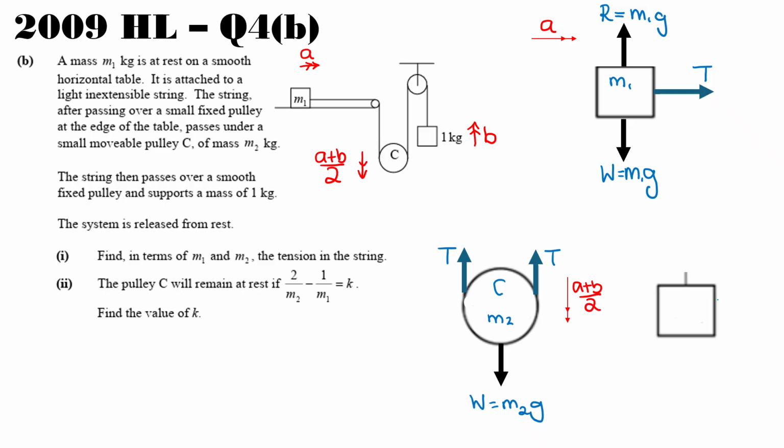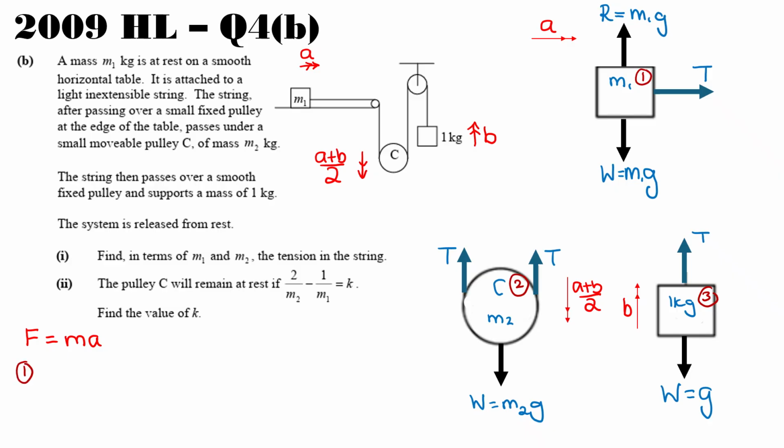And finally, we have our 1 kg mass, and it has got a weight of mass times gravity, so 1 times g, or just g, and then pulling it up is tension, and its acceleration is upwards, and we've labeled that B. So in order to make our 3 force equations, we work using F equals ma, and our first equation, I'm going to take it from this, our second I'll do from here, and our third from here.